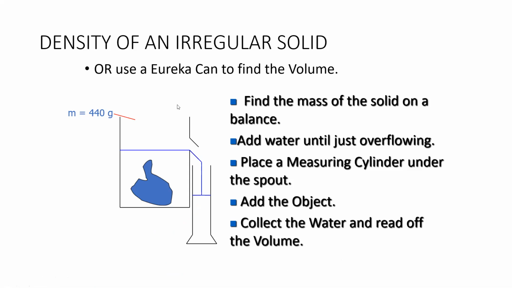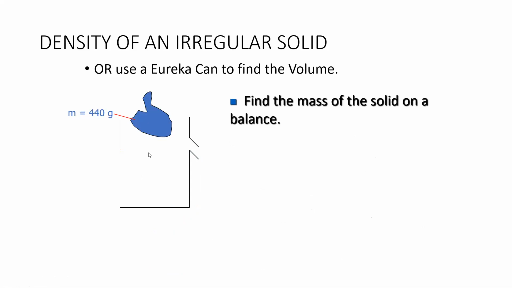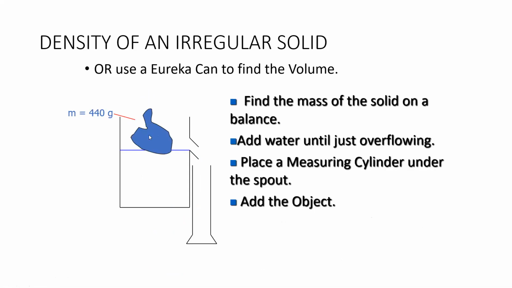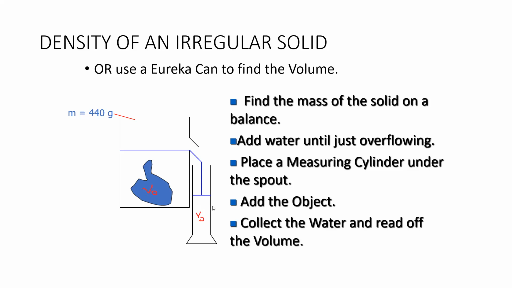So basically what happens is, you take a Eureka can and fill it with water. When you add the object into the Eureka can, the water will come out. The volume of this object is the same as the volume of the liquid which comes out. So you read the measuring cylinder, like it's 40 cm cube. So the volume of the object is 40 cm cube, and the mass we already measured by a balance. So mass divided by volume, we will get the density of the object.